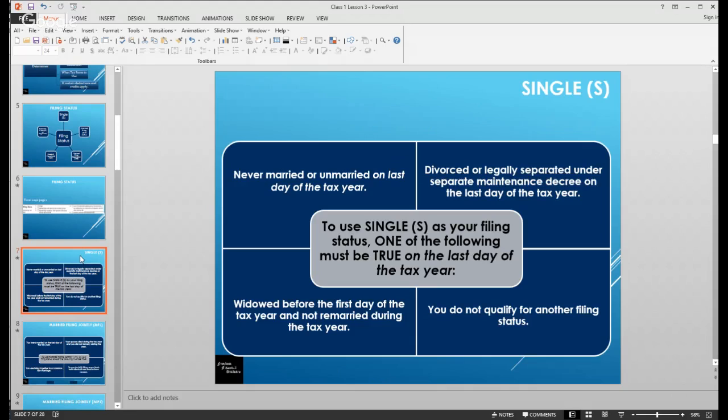Widowed before the first day of the tax year and not remarried during the tax year. So in that case, you were widowed before the first day of the tax year, so at least a year prior. And if you do not qualify for any other filing status, so if there's a reason why you can't file with one of the other filing statuses, the default filing status is single.